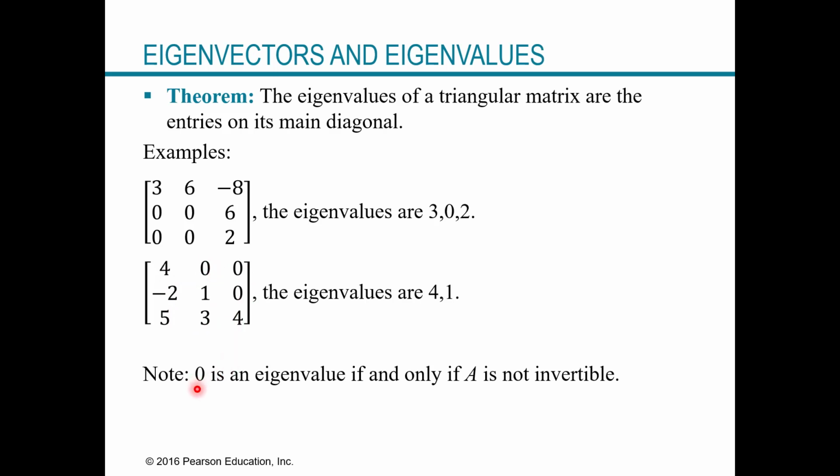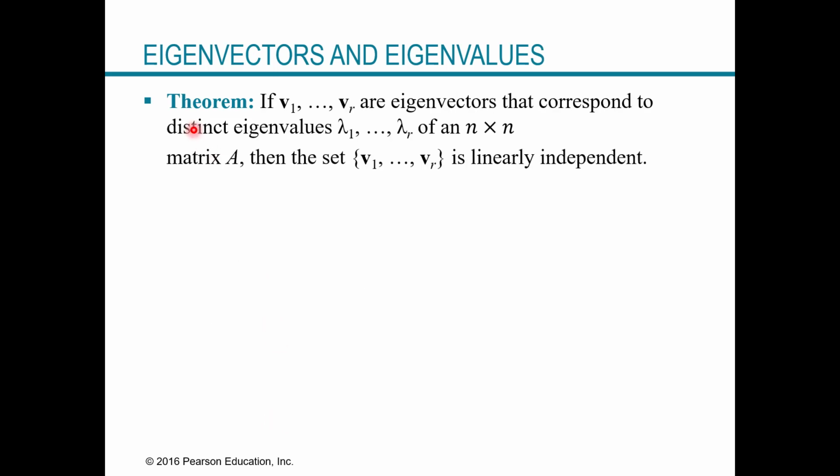And so, a quick note here: 0 is an eigenvalue if and only if A is not invertible. Notice in this first example, 0 was an eigenvalue because it was one of the diagonals, and so this matrix would not have an inverse. It wouldn't be invertible. And the last thing to mention, this last theorem: if v1, v2, and so on are all eigenvectors that correspond to distinct eigenvalues, lambda 1, lambda 2, and so on, of an n by n matrix, then the set of those vectors is linearly independent.